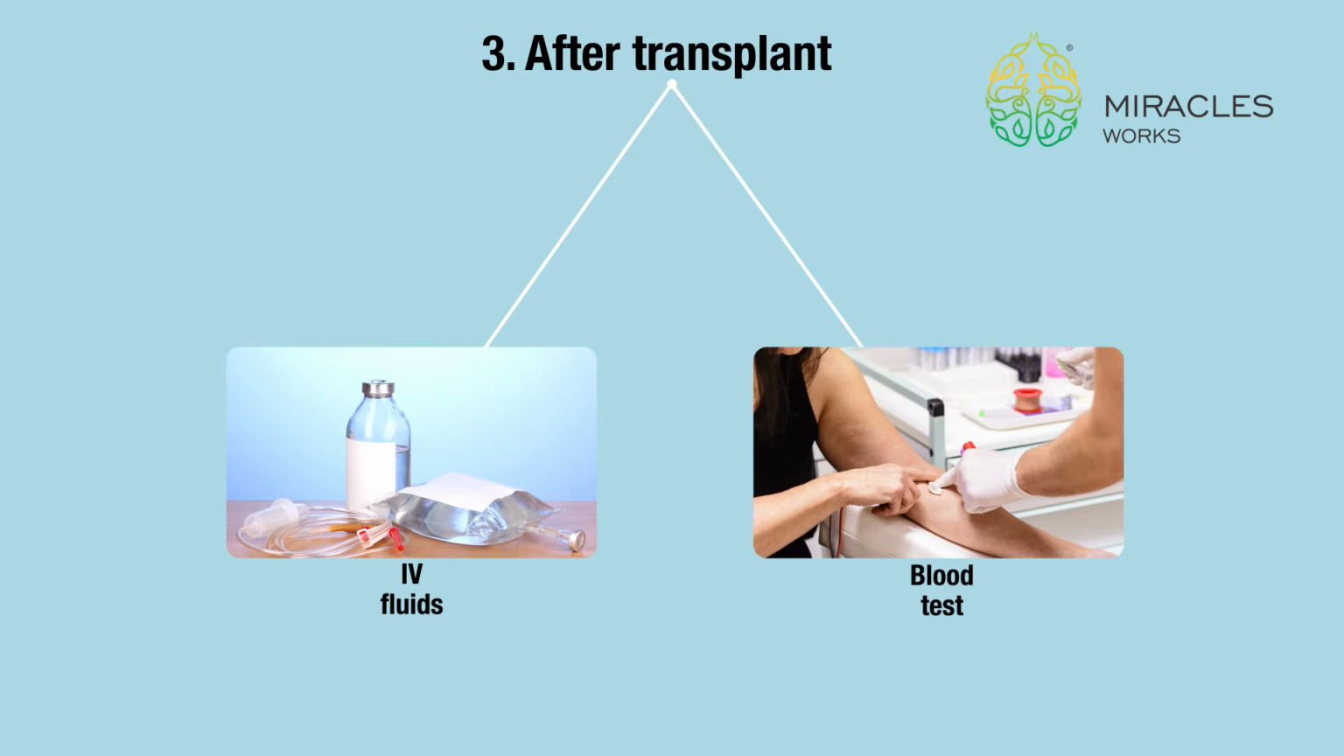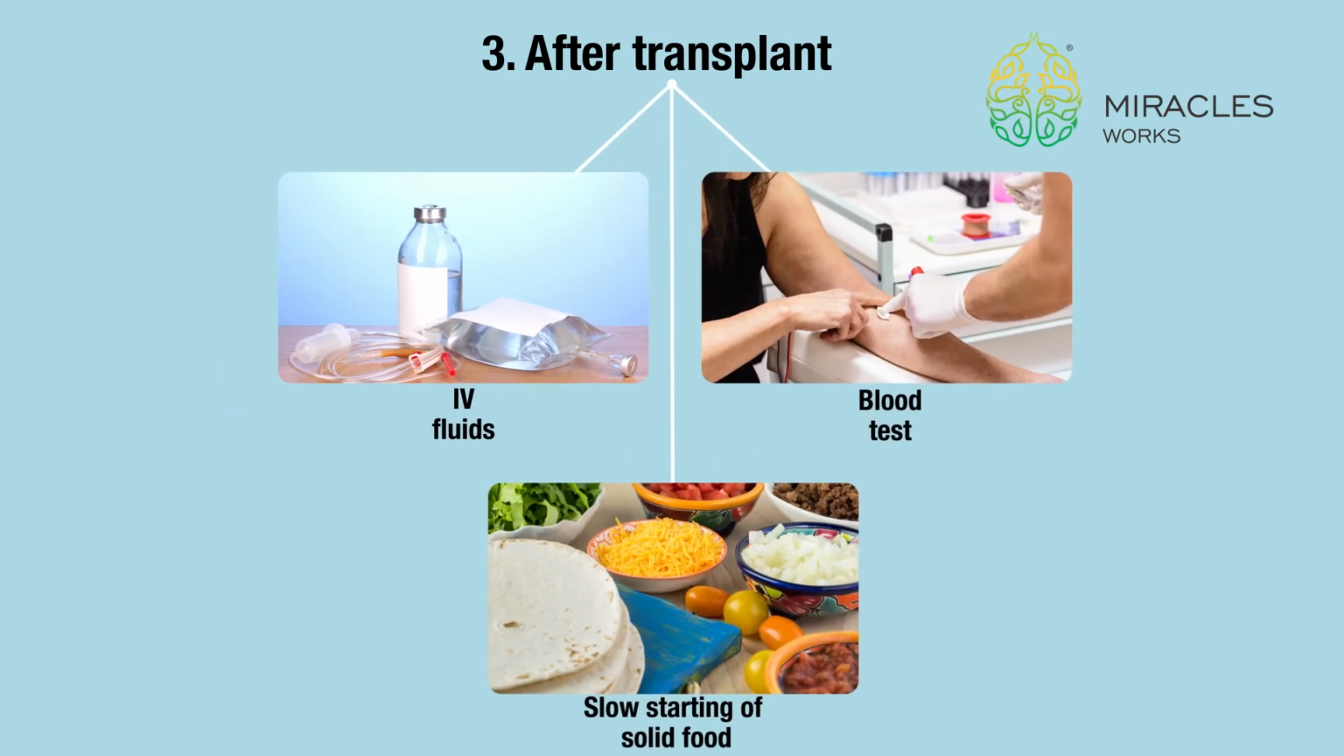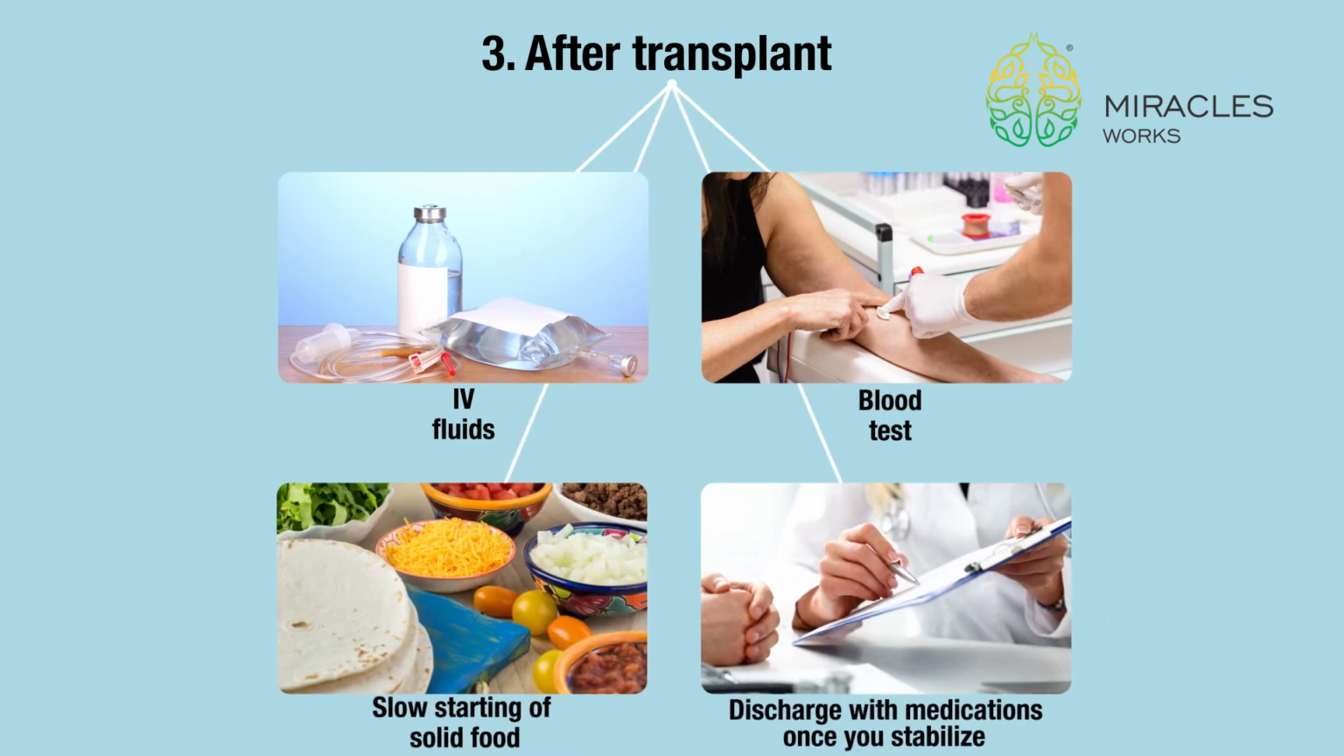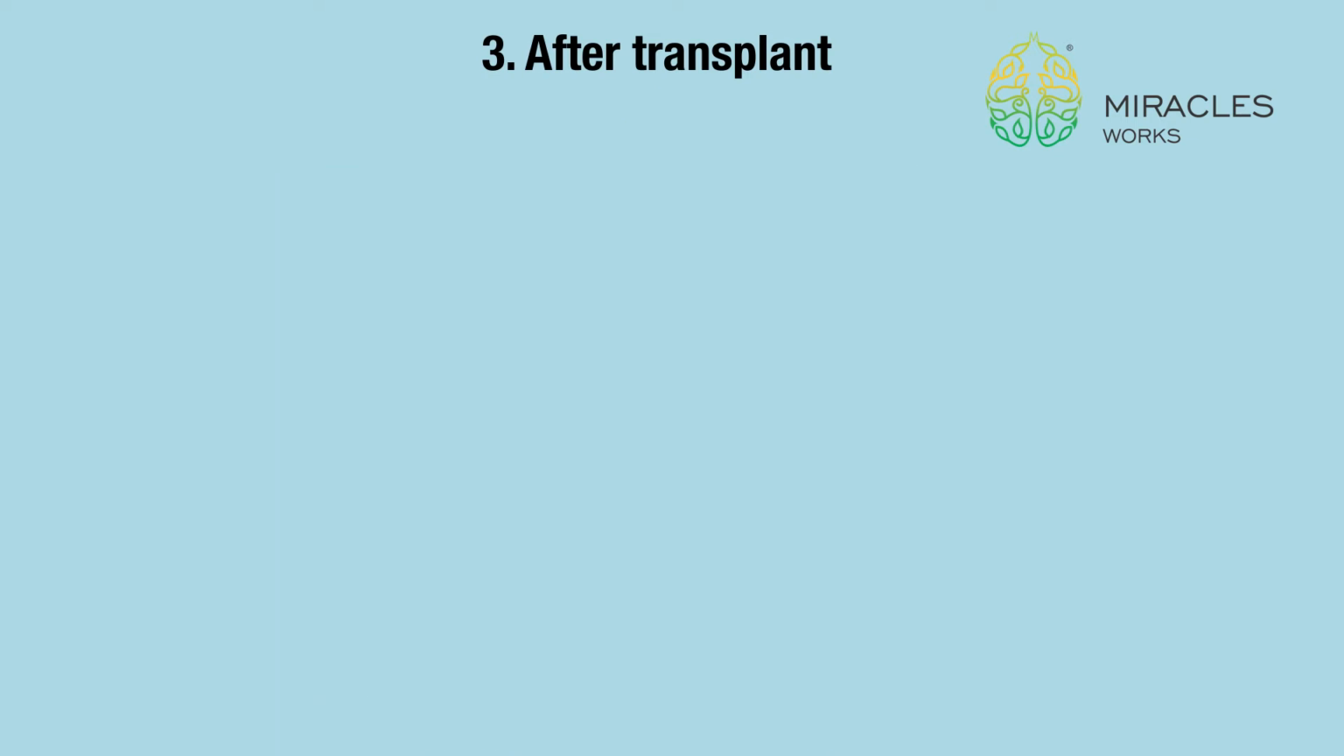IV fluids will be given until you can eat orally. Blood samples will be frequently taken to assess your health and health of kidney. You would be slowly given solid food. Once your health is stable, you would be discharged from hospital. Medications would be given to avoid rejection of kidney.